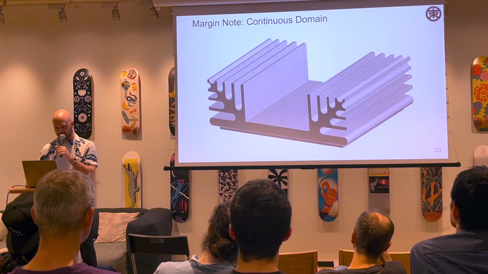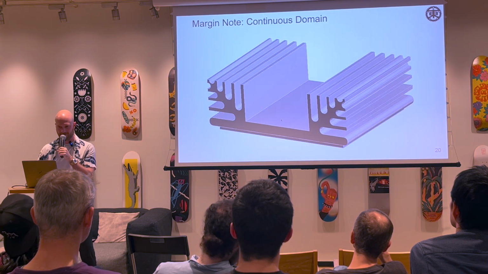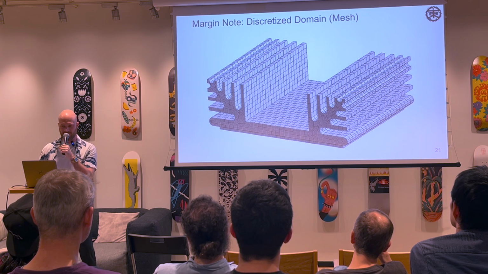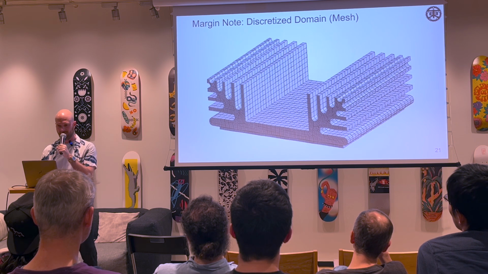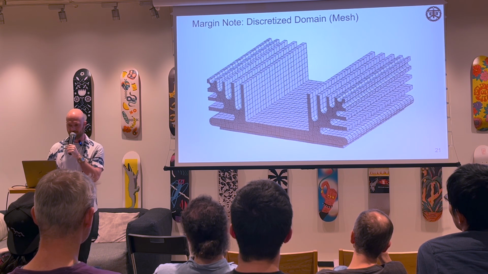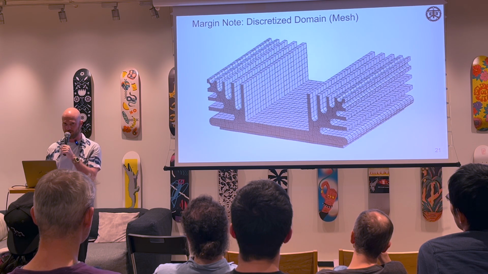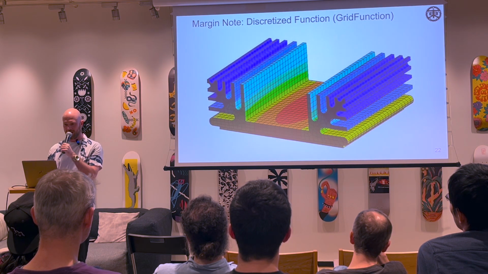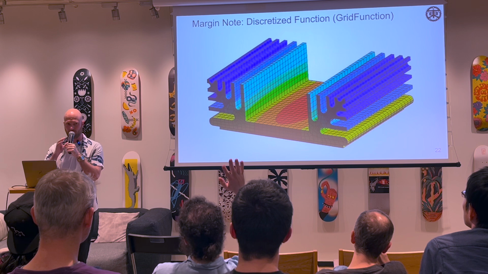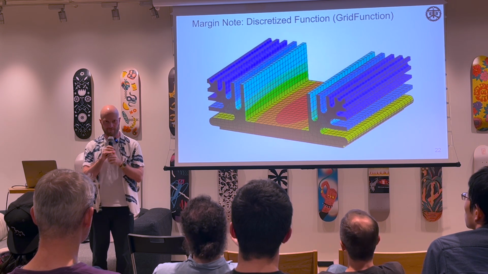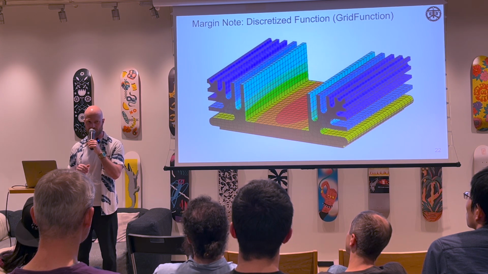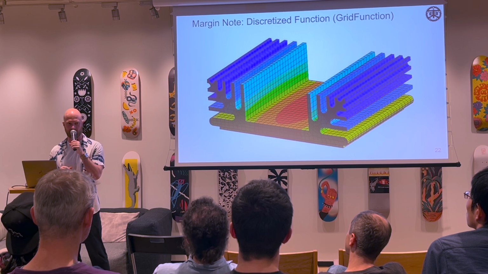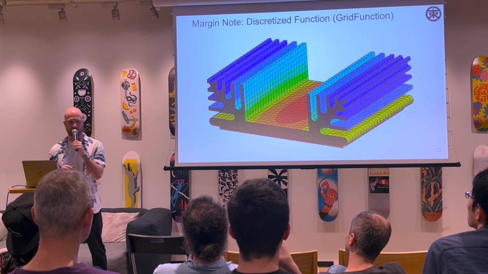Anyway, so again, we have our continuous domain. And this is one of the key ideas of finite element methods. We're going to break it up into smaller parts. This is called discretization. And when we've done this, what we have is a mesh for this domain. And then we're going to look for a discretized function on this domain, which we'll call a grid function. Yep. Is this just on the surface, or is this actually like a voxel? Good question. It's not just on the surface, it's everywhere. Yeah, so they are voxels if you're dealing with 3D things.